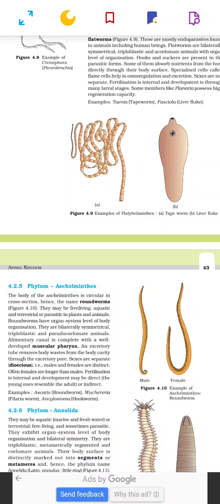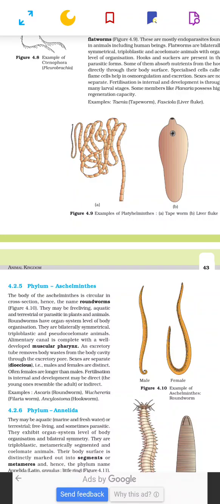Sexes are separate, that is, male and female are distinct, and if sexes are separate, then this condition is called dioecious. Often females are longer than males as shown in the figure. Fertilization is internal and the development may be direct, where the young one resembles the adult, or indirect.